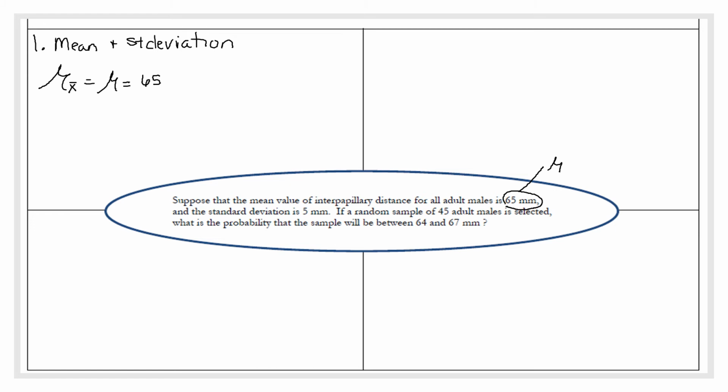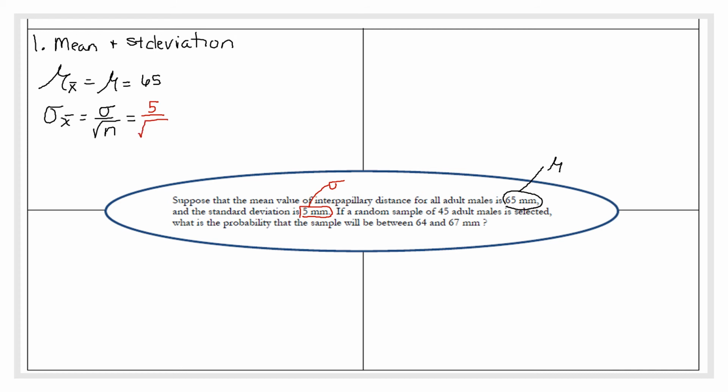Okay, so then I need the standard deviation. The standard deviation for x bar is equal to the population standard deviation over the square root of n. If I keep reading, it says that the standard deviation is 5 millimeters. So this is sigma, our population standard deviation. That means I would put 5 on the top, divided by the square root of n.